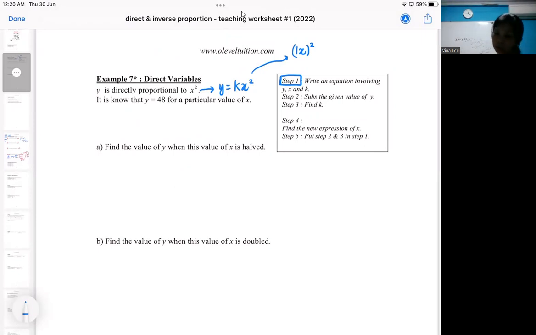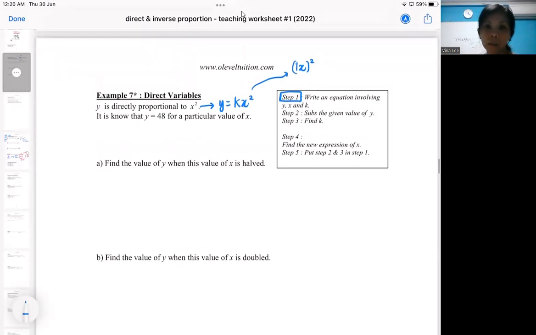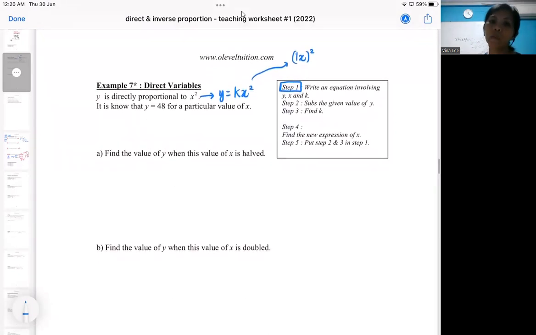So can it be a 2x squared? Can it be a half x squared? Can it be a 3x squared? Yes, it's totally possible. So that's our step 1.